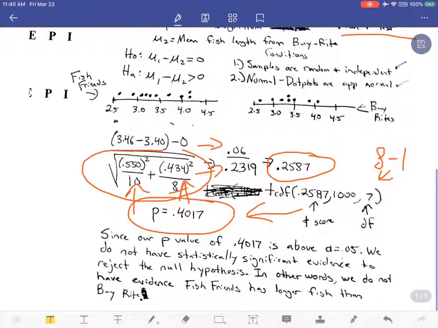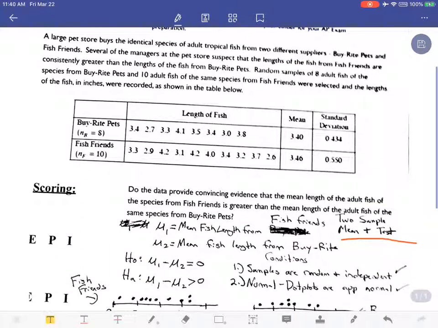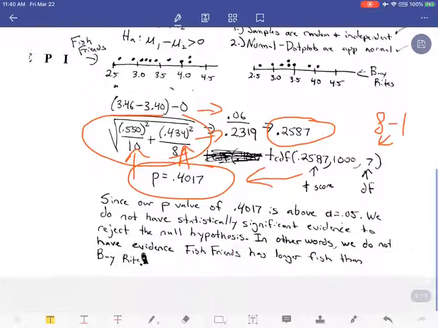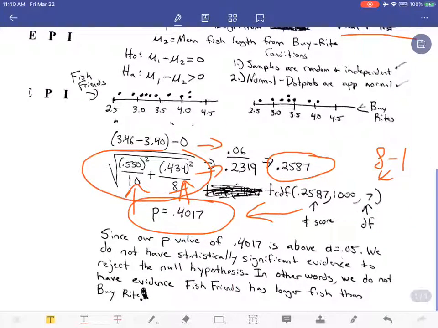So then, going on to our interpretation, since we have such a high p-value, 40%, and that's above our significance level of 0.05, we do not have statistically significant evidence to reject the null hypothesis. In other words, we do not have evidence Fish Friends has longer fish than Bayreuth. Okay? We're not saying that for sure they don't, but we just don't have strong evidence that they do.